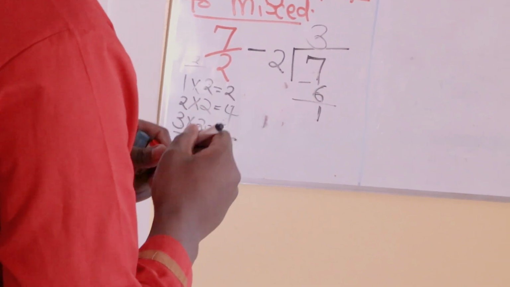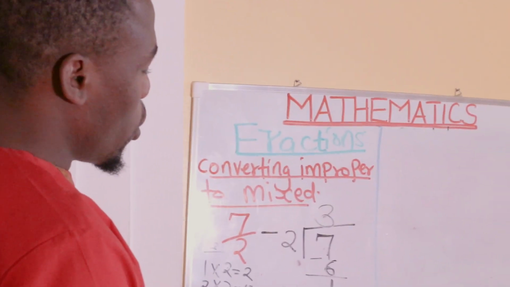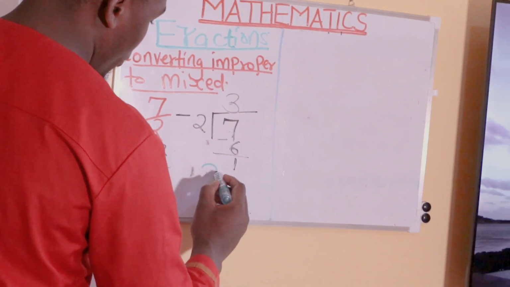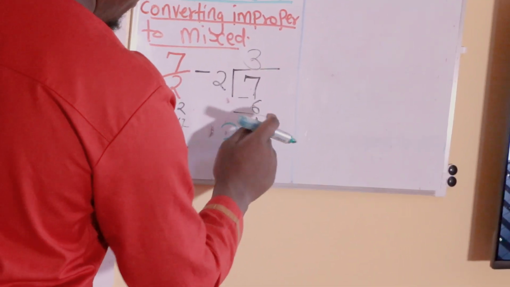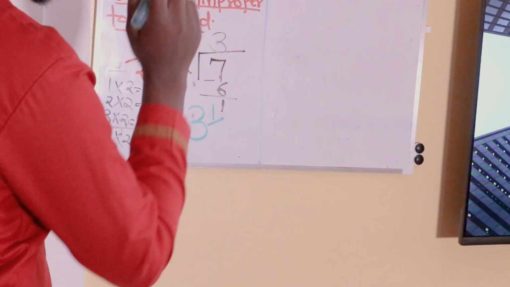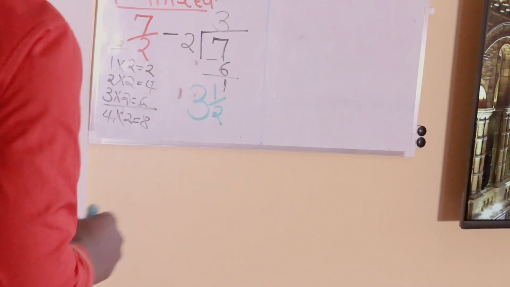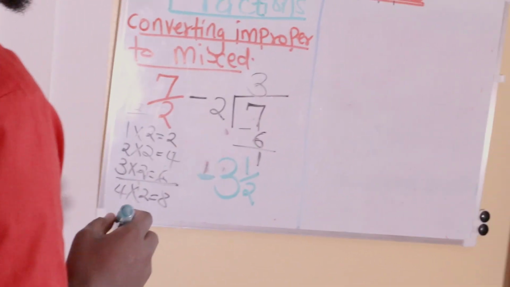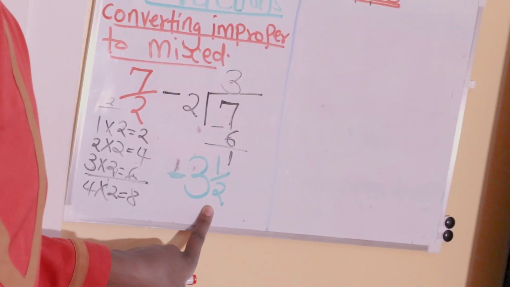Now, from that point, the number that is on top, we usually call it a quotient. So the quotient becomes the whole number, which is 3. And the remainder becomes the numerator, and the denominator remains the same. Our denominator was 2, so it remains 2. So when we convert 7 out of 2 into a mixed fraction, it becomes 3 and 1 over 2.